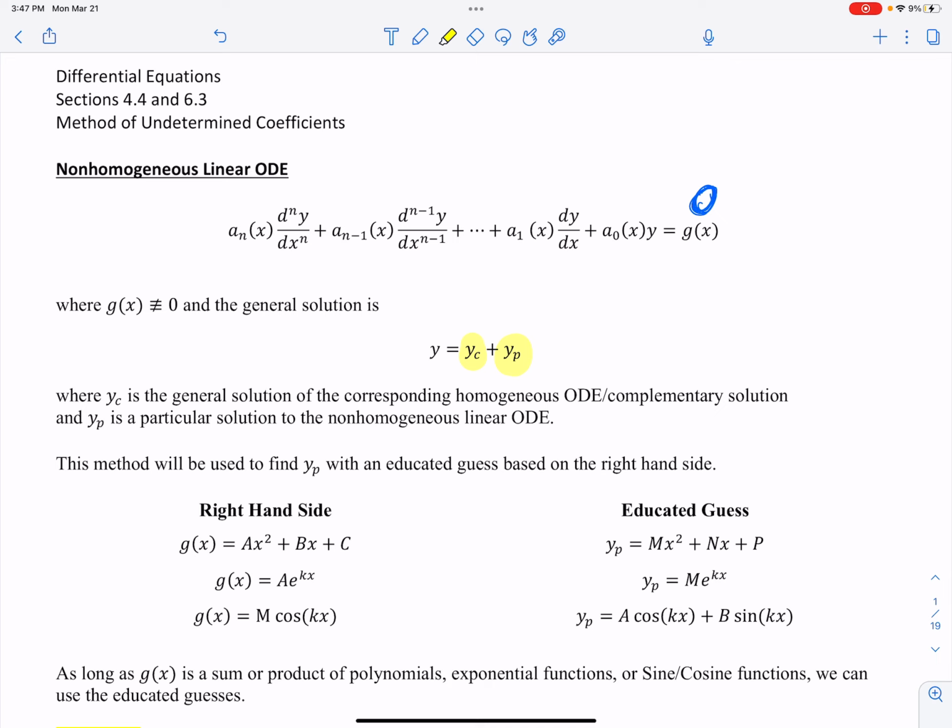So right now we can do this. We can find y sub c, which is the general solution to the corresponding homogeneous. If I were to let g of x equal 0, we can do that. In this video, we are going to work on finding a particular solution to a non-homogeneous equation, so given that g of x is not 0.